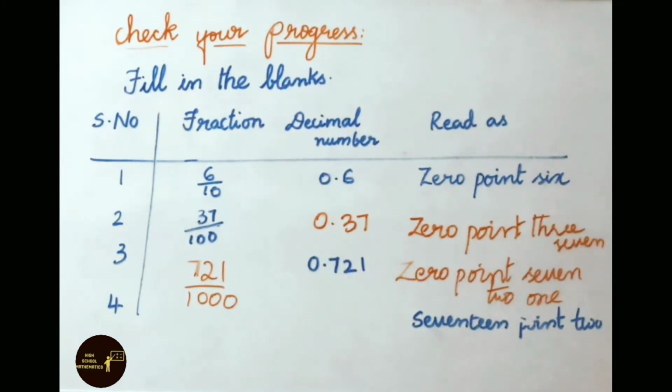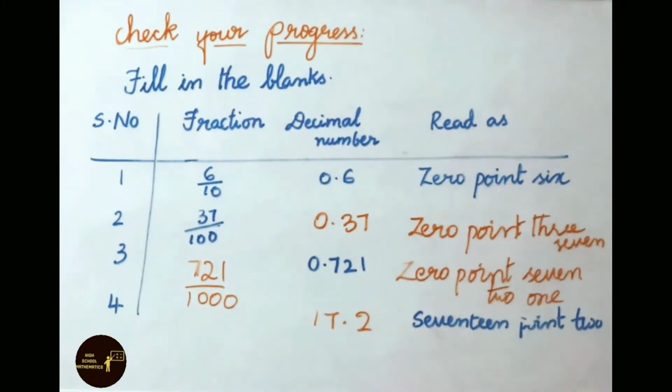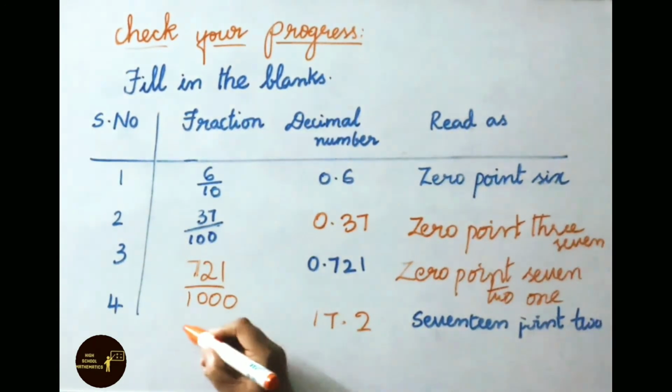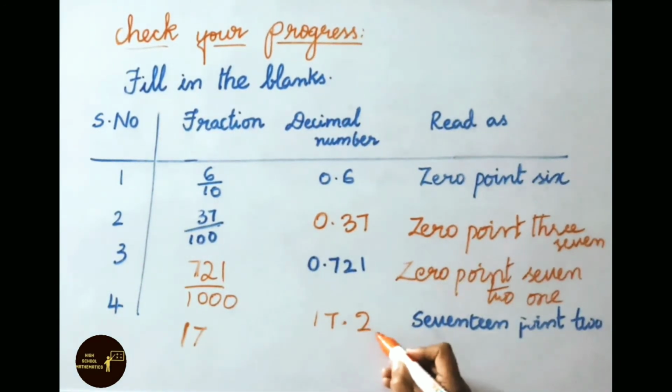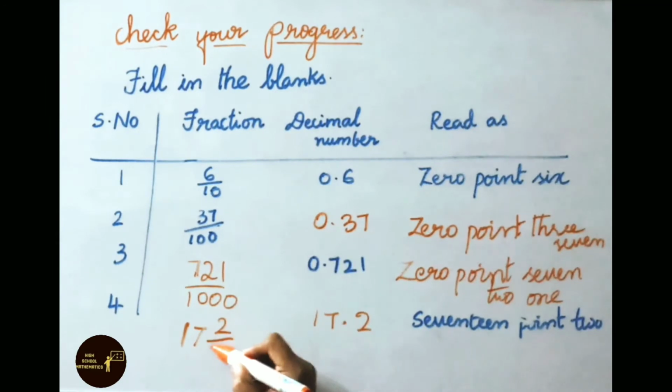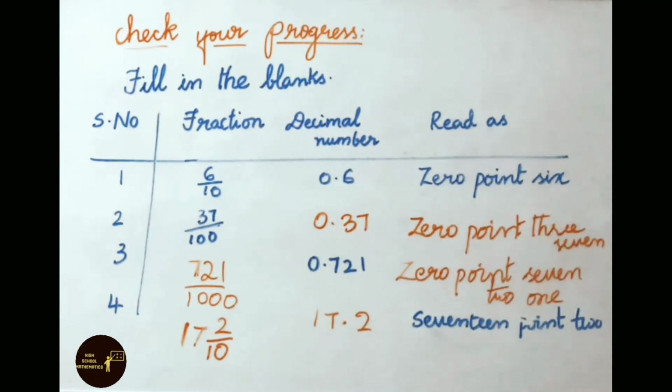See the next one, they have given 17.2. So write down the decimal value 17.2. Now we have to write this in fraction form. See now, 17.2 can be written as 17. There is one digit after the decimal, so write 2 by 10. 17.2 can be written in fraction form as 17 and 2 by 10.